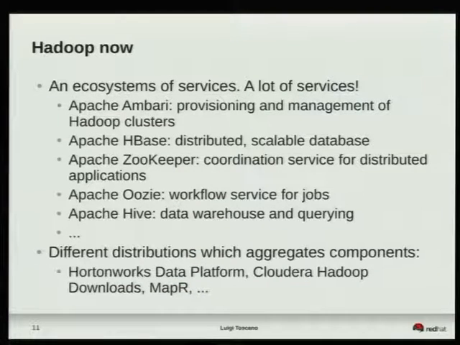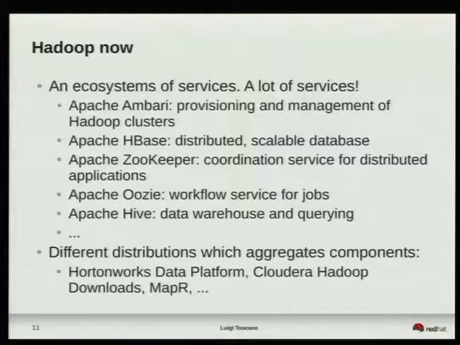So Hadoop now is an ecosystem of services, a lot of services. If you are starting with Hadoop, it can be quite complicated. I've just named a few of them. Ambari is a provisioning framework to provision Hadoop clusters. HBase, a distributed database. Zookeeper, coordination services for the applications. Oozie, a workflow service for jobs, so it can handle also DAGs and handle a set of jobs together. Hive, data warehousing and querying.